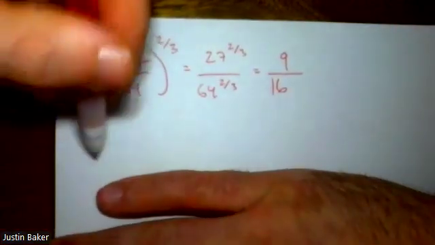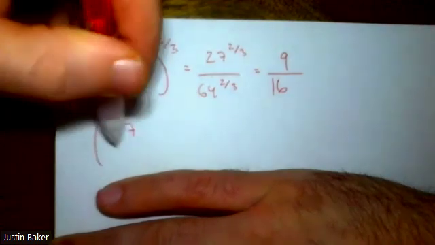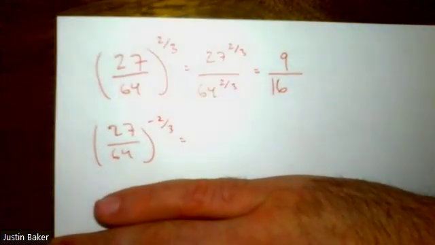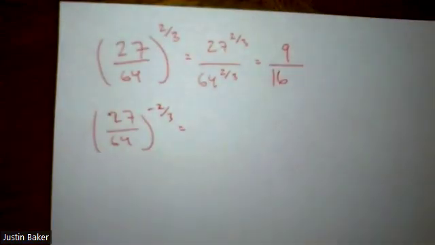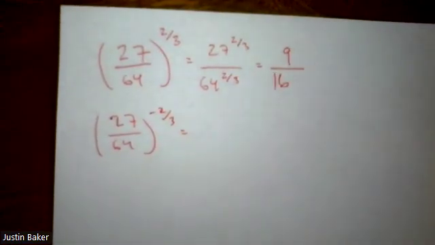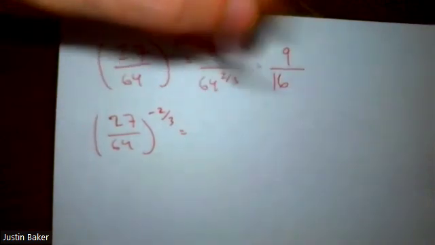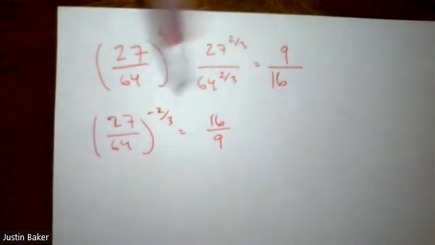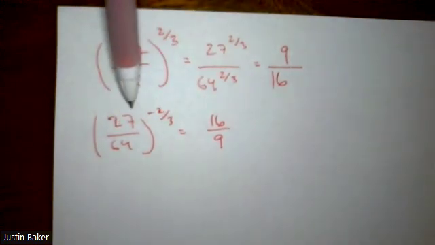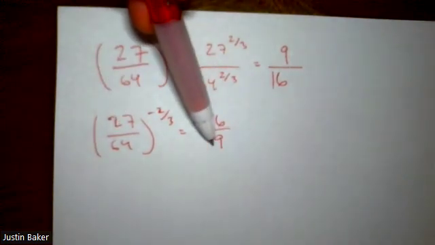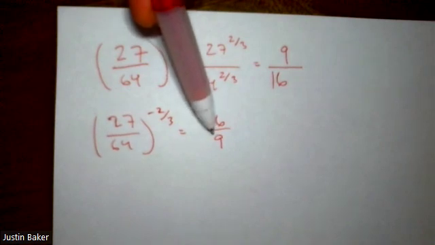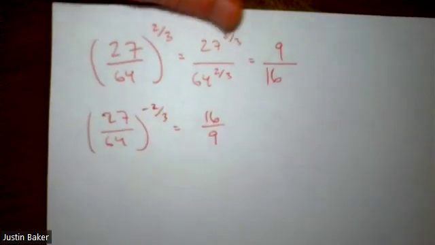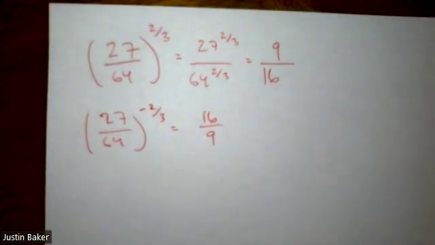Okay, what would happen if we had that same question, 27 over 64, but we raised it to the negative 2/3 power? So it's going to be the same situation as what we had up here, but it's going to tell us to flip each one of these. So the 27 to the negative 2/3 answer, when you flip it, it would head downstairs to the denominator, and 64, when you flip that, it would head upstairs, and then that would produce an answer of 16 over 9.